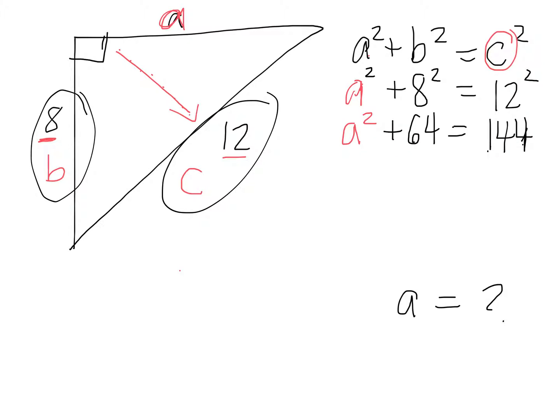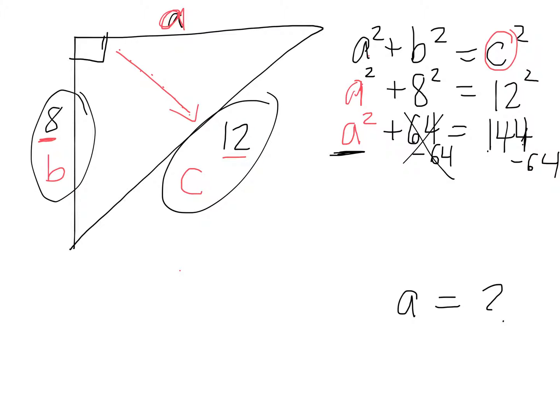Okay? But what we're trying to do is figure out what A is equal to. Right now, I have A squared, okay, plus 64. What do I need to do with this plus 64? To get rid of this plus 64, I have to take it away. It's gone now. But I can't just take 64 away from one side of the equation. Whatever you do to one side, you have to do to the other side. So I have to take 64 away from here.